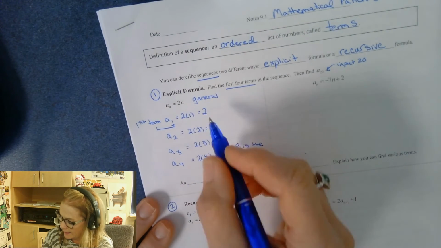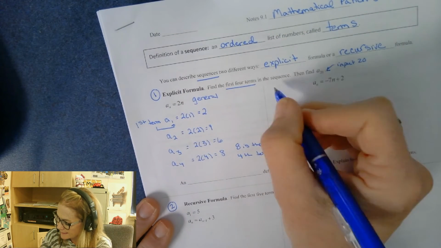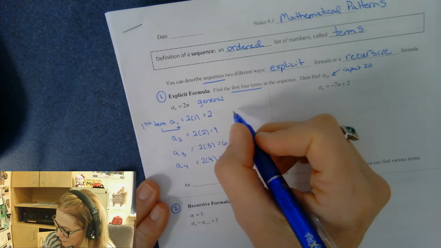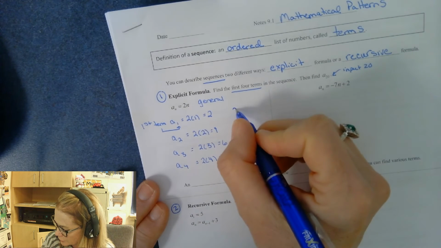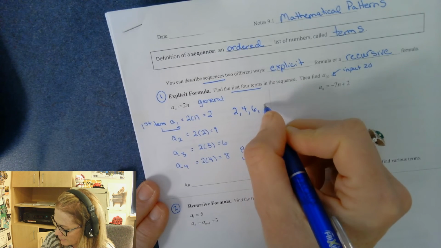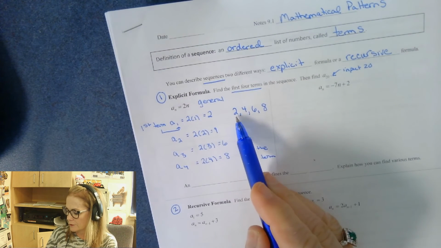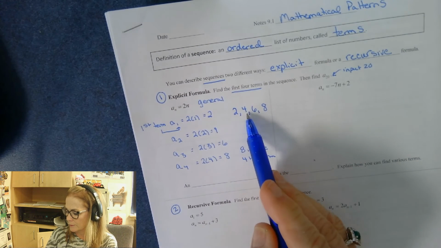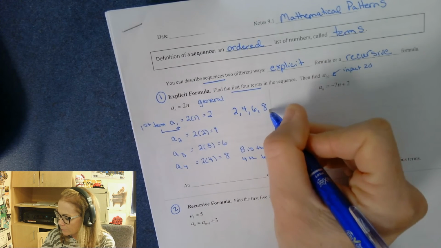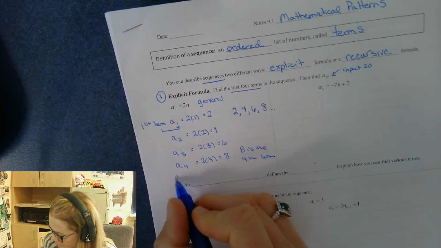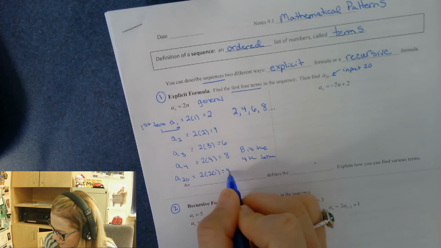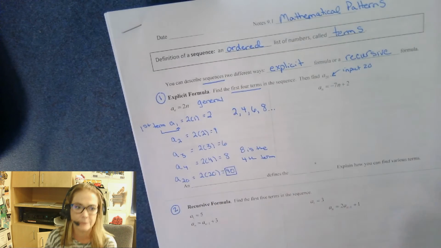Okay, so if you were to write the first four terms in a sequence, notice it's an ordered list of numbers. So the first four terms we would list as 2, 4, 6, 8. That's the first term, n equals 1 plugged into the formula, n equals 2 plugged into the formula, n equals 3 plugged into the formula, n equals 4 plugged into the formula, dot, dot, dot. And then it does say to find the 20th term. So the 20th term in this sequence would be 40. Pretty easy stuff as long as you know what's being asked of you.